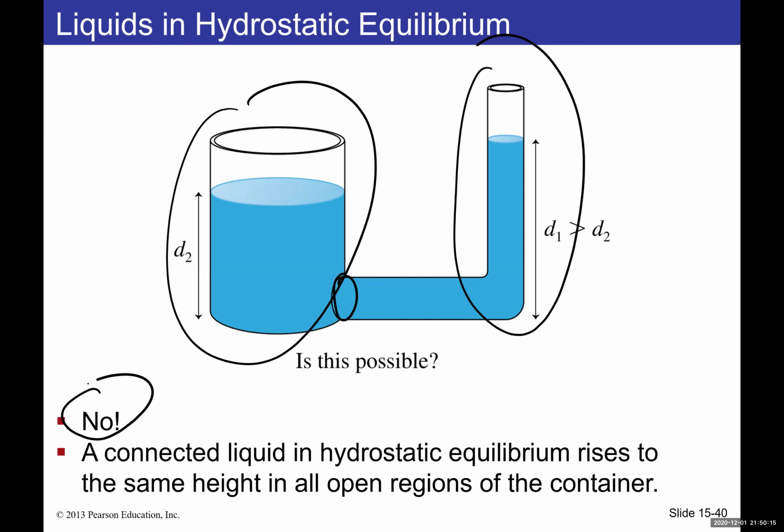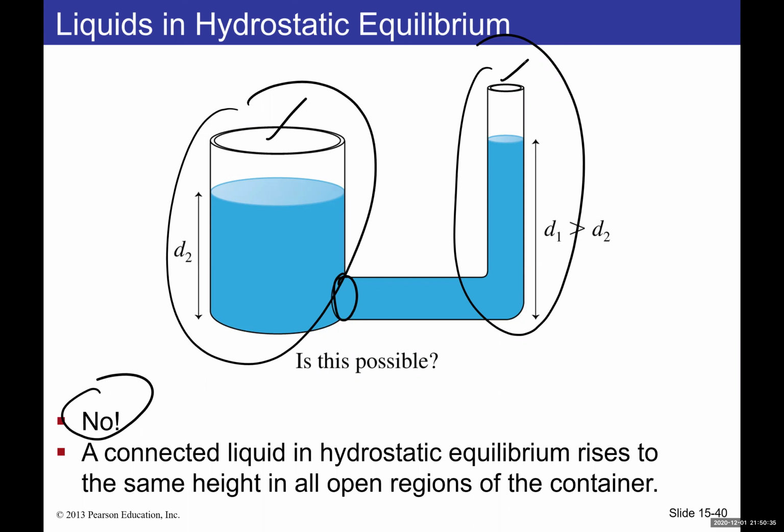Okay, because container one is open, container two is open. That means it doesn't matter which one. And that means the water level is going to be exactly the same. So it will rise to exactly the same height if both of them are open containers.